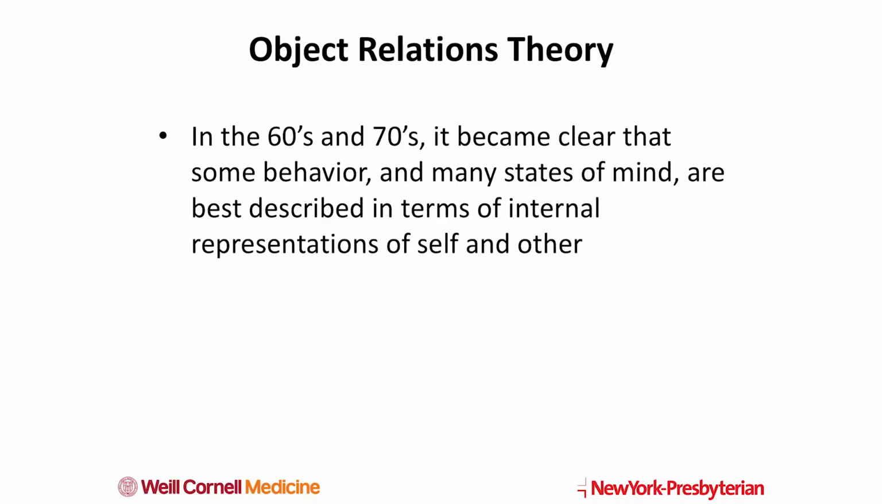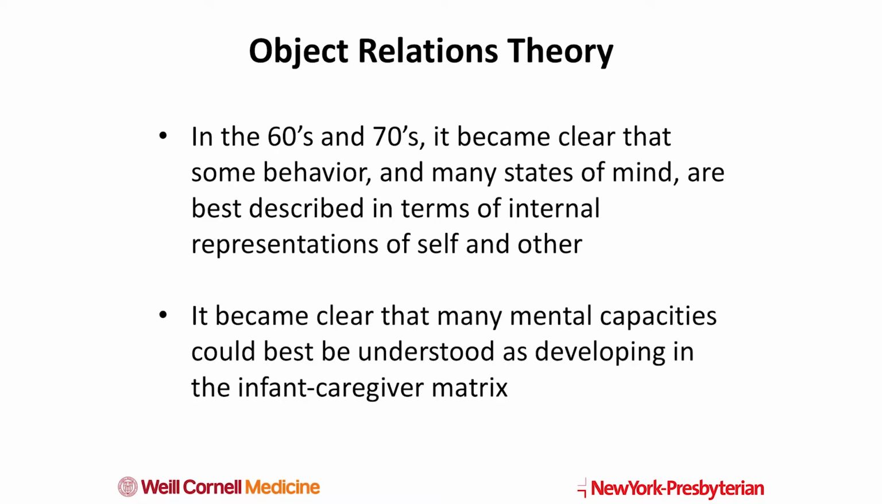In the 60s and 70s, it gradually became clear to many theorists that some behavior and many states of mind are best described not in terms of conflict among structures of the ego, the id, and the superego, but in terms of internal representations of self and other. It also became increasingly clear to developmental psychologists that many mental capacities previously attributed to the ego could best be understood as developing in the infant-caregiver matrix. In the midst of these two developments, object relations theory was invented.